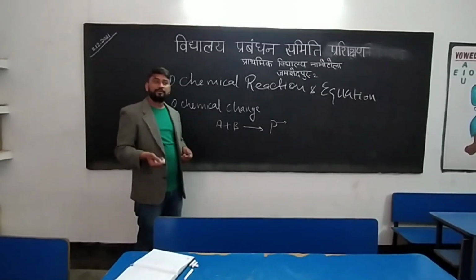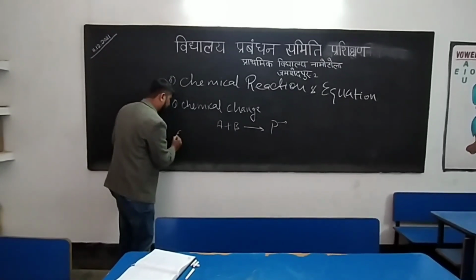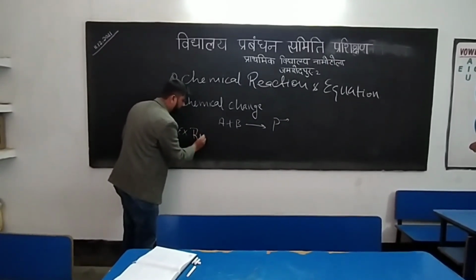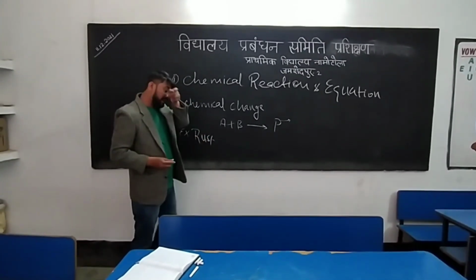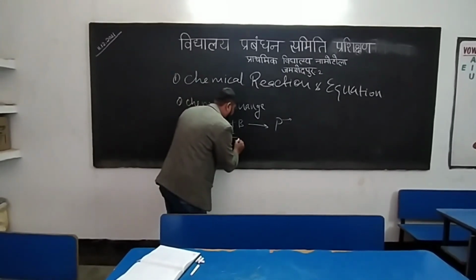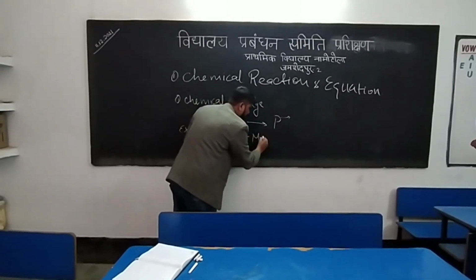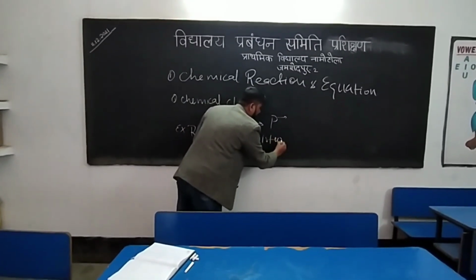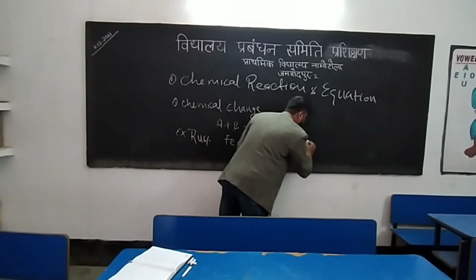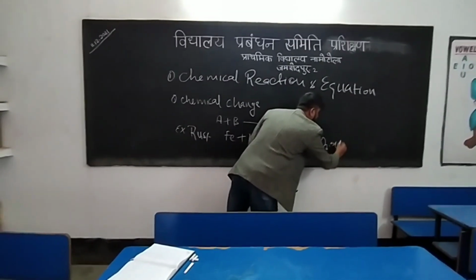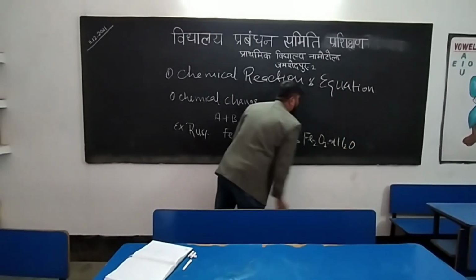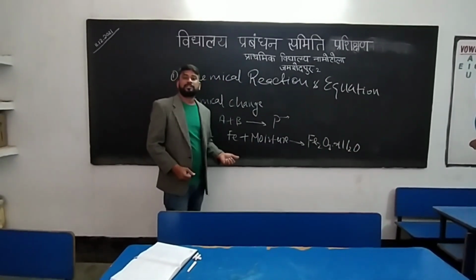In our day-to-day life, we see the example of rust. Rust is an example of a chemical reaction. When iron comes in contact with the moisture present in the atmosphere, it forms rust, that is Fe2O3 dot xH2O. So this is the rust.